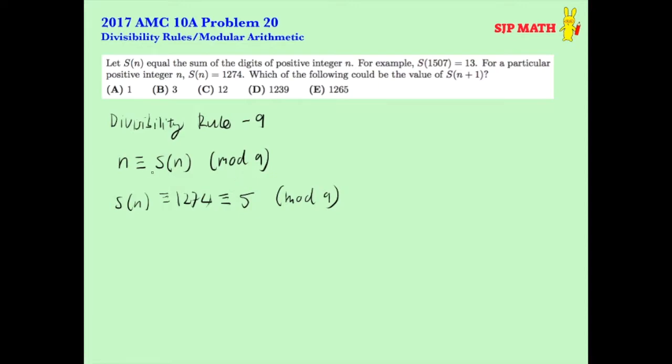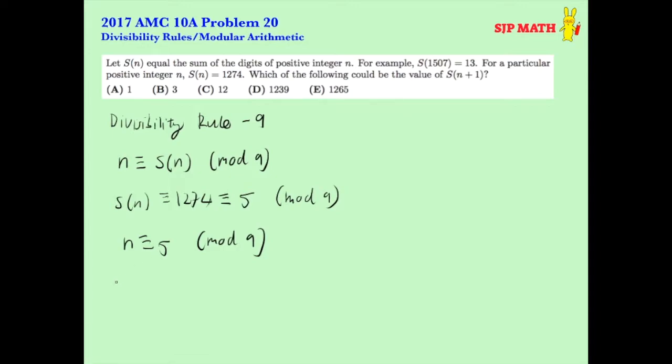So we know that n is congruent to S of n, which is congruent to 5. So n is congruent to 5 mod 9. There we go. We found the relationship between n and S of n, and then we used the value of S of n in this relationship to find a statement for n. And now we have to deal with n plus 1, to find something describing S of n plus 1.